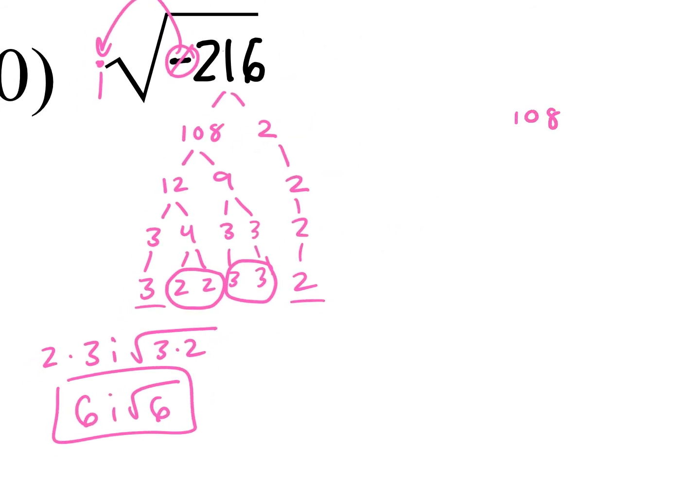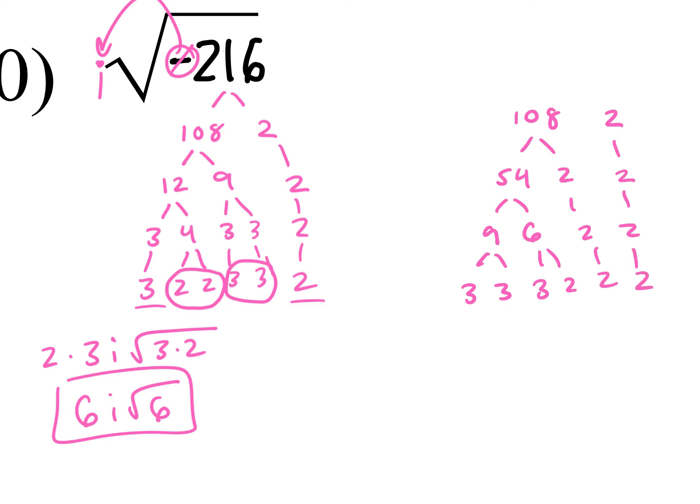So you had 108 and 2, and then 108 was, you said 54 and 2. And then 54 is what? 9 and 6. And then 9, 3 and 3 and 6. 3 and 2. So what do we circle? 2 3s and 2 2s.